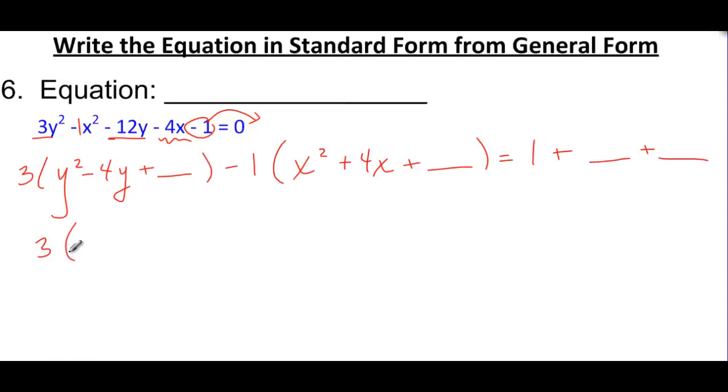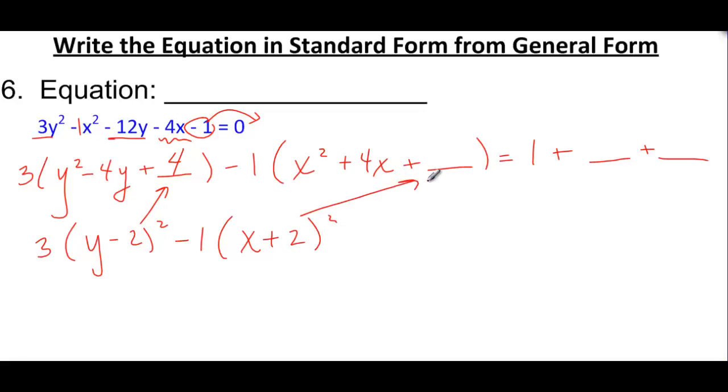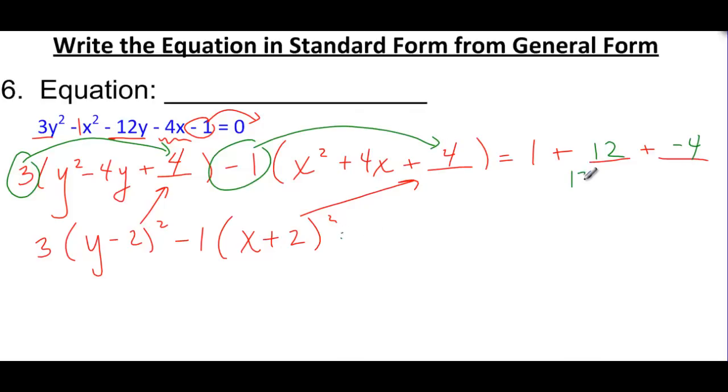I'm going to drop down the 3. Half of negative 4 is negative 2. I'm going to square it. When I square that, I get 4 minus 1. X plus half of 4 is 2. Quantity squared. When I square that, I get 4. But again, we want to be careful. 3 times 4 is 12, so I'm going to add 12 to the other side. Negative 1 times 4 is negative 4. So if I add this, again I get 13 minus 4, which is 9.